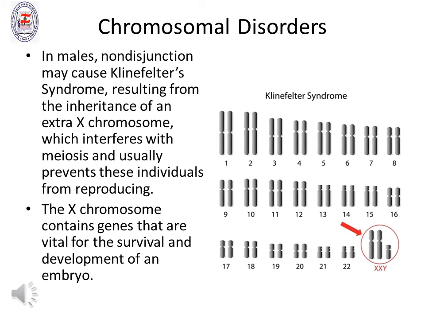Another kind of chromosomal disorder is Klinefelter's syndrome. Usually, in males, it results from the inheritance of an extra X chromosome which interferes with meiosis, and usually it prevents these individuals from reproducing. So you would have a male with 2 X's and 1 Y. The X chromosomes contain genes that are vital for the survival and development of an embryo.